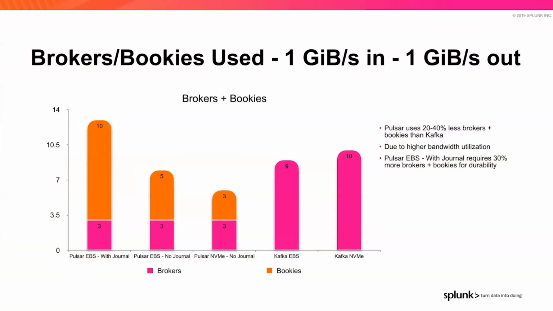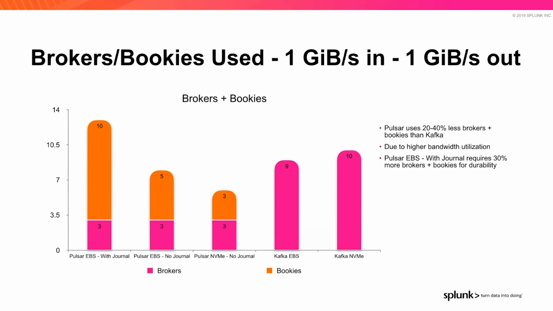Then the number of brokers and bookies used for 1 gigabyte in and 1 gigabyte out. Pulsar EBS with journal requires a little bit more, 13 nodes. That is because of the dual writes: we write with fsync into the journal as well as write the data into another disk on the same node, because the data goes into a separate path and the journal goes into a separate path. So essentially we are doing dual writes. That's why it guarantees persistent durability, so that even if the entire cluster is down, you don't lose data at all. For that extra durability, you pay some cost.